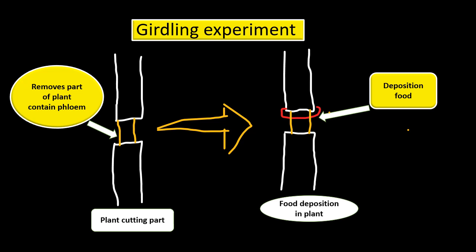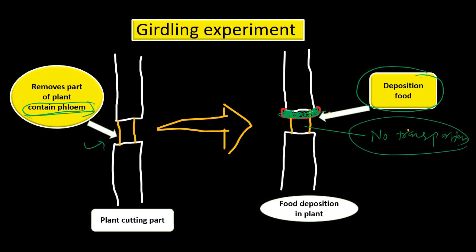Next, another amazing experiment: the girdling experiment. In a girdling experiment, a part of the plant containing phloem is removed. After some time, we see this part of the plant shows swelling, and this swelling is due to deposition of food. This experiment shows that if we cut this part, no transportation occurs. So this is the whole discussion of transport in plants.